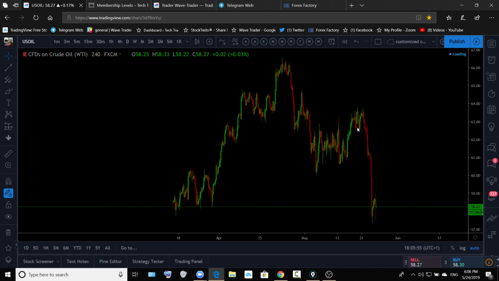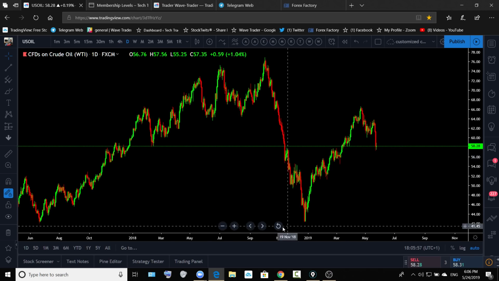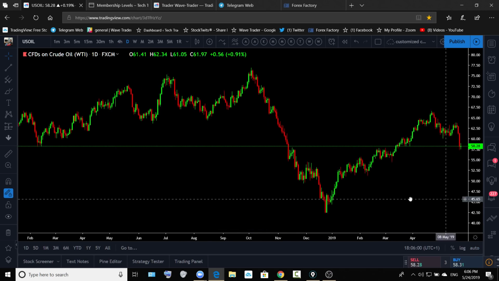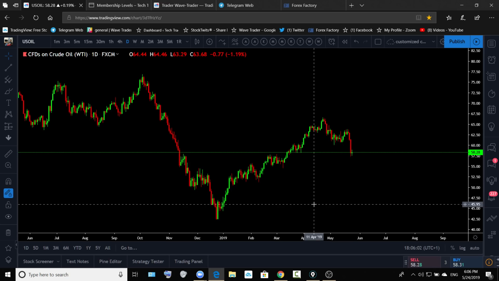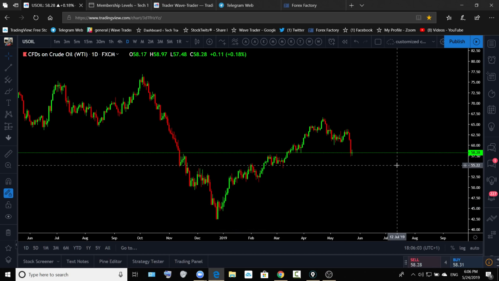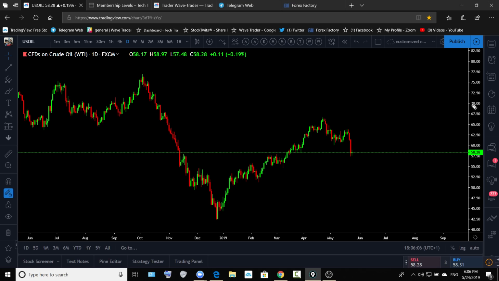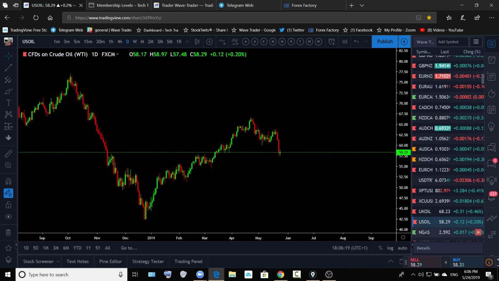Okay, so US oil is also doing the same. Similar analysis on the US oil, nothing changed. Either it corrects and continues to go lower, or it breaks the ABC move and continues to go higher. Or correct. So make sure you understand the fundamentals before you trade oil, because fundamentals move the oil.